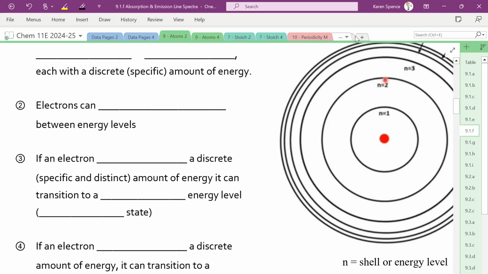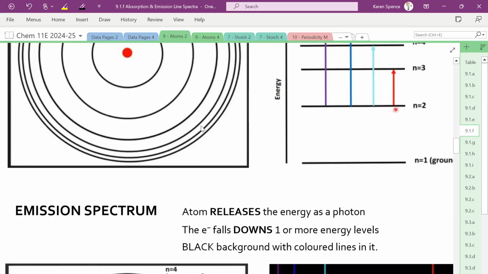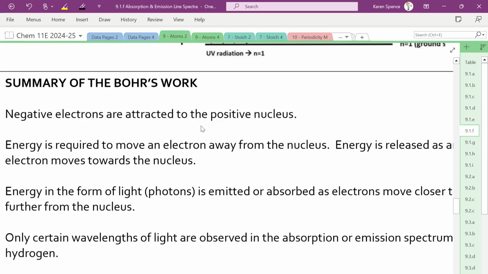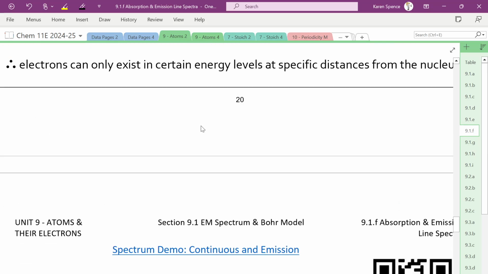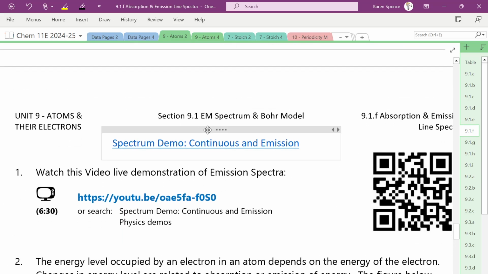So, did you guys fill in all the blanks there? You got everything? Okay. What do we have here? Ooh, we have a spectrum demo, continuous spectrum, and an emission spectrum. So we're going to watch this little live demo here.